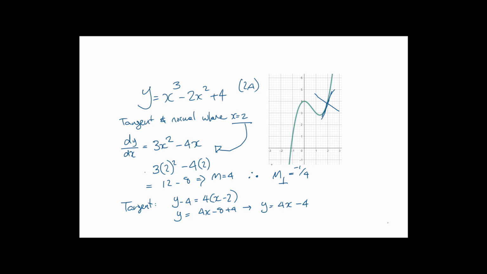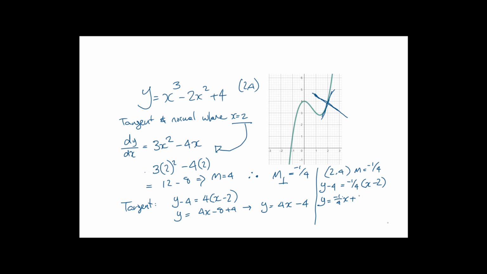Okay, now we want to find the equation of the normal line here. Well, we know one of the points is (2, 4). In fact, that's the point that we're using, and the gradient is minus 1/4. Same process as before. So y minus 4 is going to be equal to minus 1/4 (x minus 2).